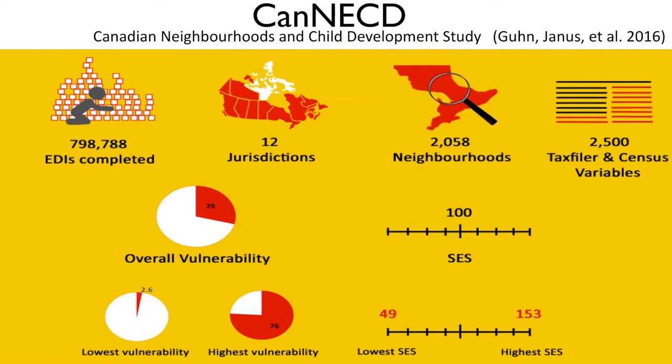In our database, 29% of children are overall vulnerable. But if you look underneath that, the difference between the neighborhood with the lowest vulnerability and the highest is huge. It's over 70%, 70.6%. Quite often people say, give me one number about the statistics of child development. Yeah, we can give you that, but way more information is in that difference. Similarly, the socioeconomic status index that we developed using 10 variables, 4 from the census and 6 from the taxpayer data, centered on the census data that we had available for 2006, varied from 49 to 153 when we reapplied it to the next round of data. So again, there's quite a bit of variation in what happens to children across neighborhoods.